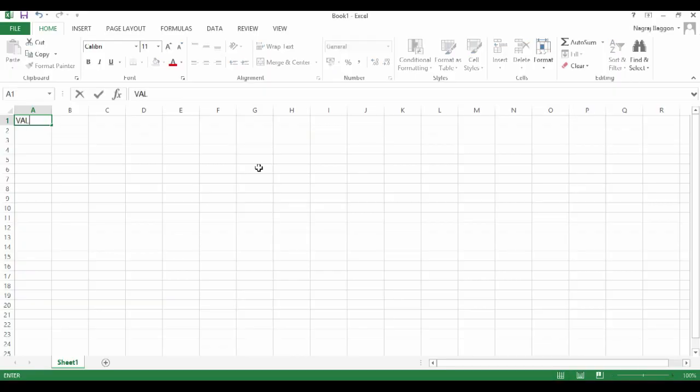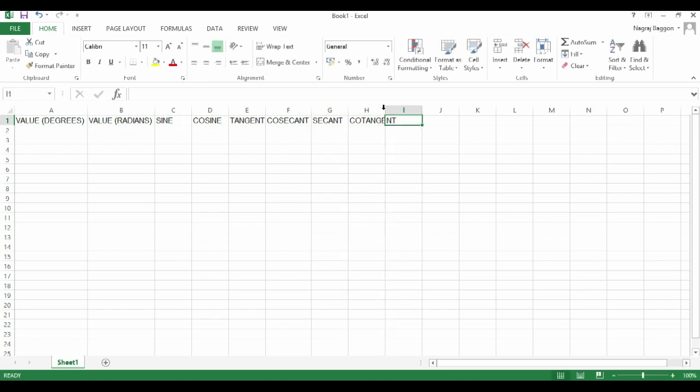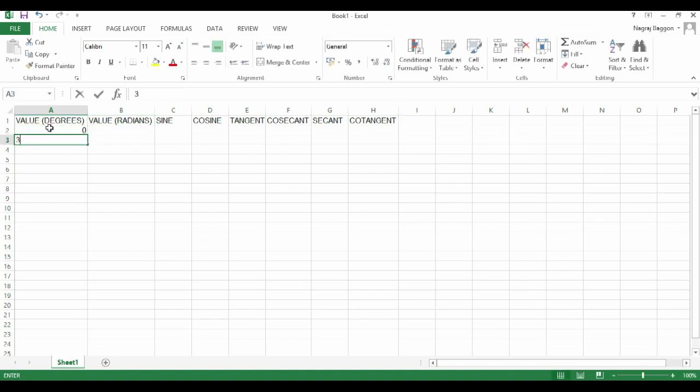One thing to remember: in day-to-day life, we tend to work with angles expressed in degrees, 30 degrees, 45 degrees, 90 degrees, etc. In Excel, the inbuilt trigonometric functions work on the basis of radians. So if we have the input values in degrees, the first step is to convert these values into radians. We will calculate the six major trigonometric functions: sine, cosine, tangent, cosecant, secant, and cotangent. But to do these calculations, the first step is to calculate the values in radians.